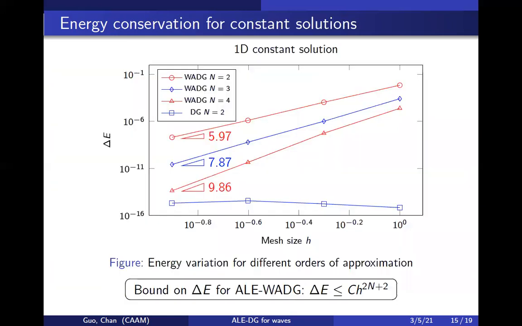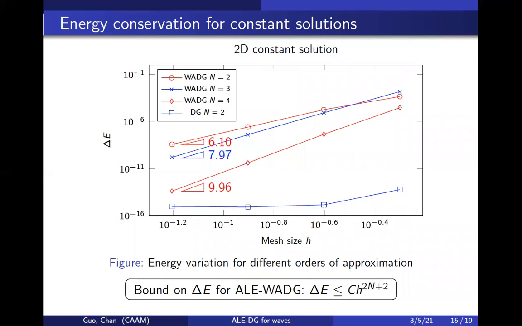Here I present some numerical results about energy conservation for 1D constant solutions. We can see that the convergence rates of energy variation for different orders are very close to the theoretical upper bound. And on the bottom, I also present the energy variation for the standard DG method, which is very close to 0. This implies that the ALE DG scheme is energy conservative if we use the standard DG method to compute a solution. For the 2D constant solution, we can observe similar convergence behavior.